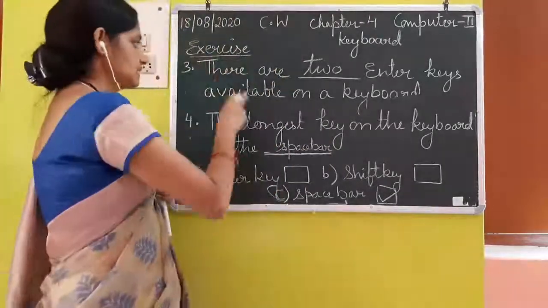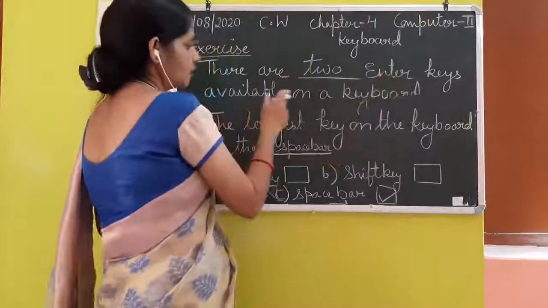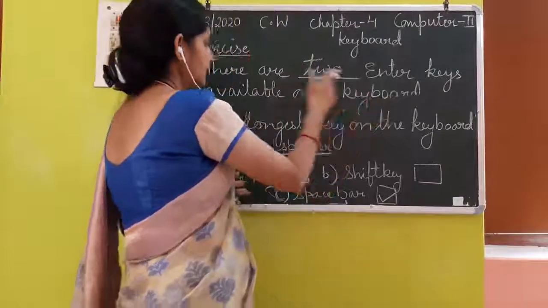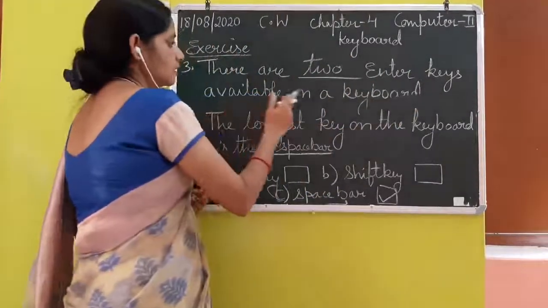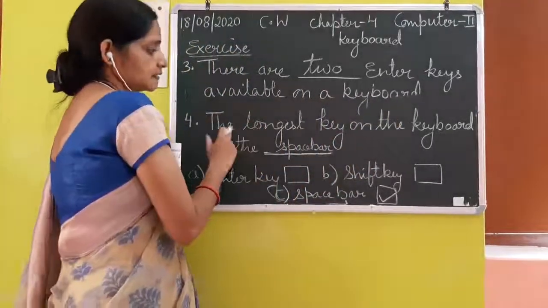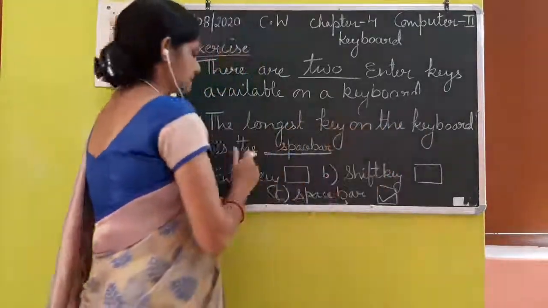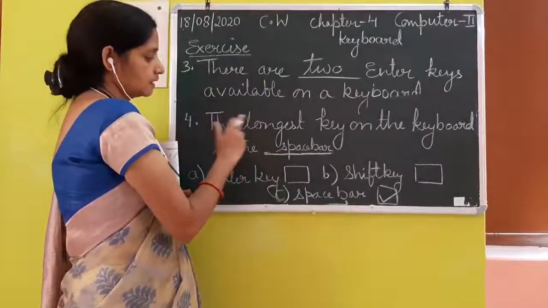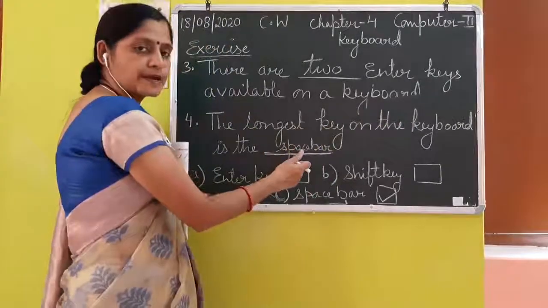Now, third one is there are 2 enter keys available on a keyboard. The longest key on the keyboard is the space bar.